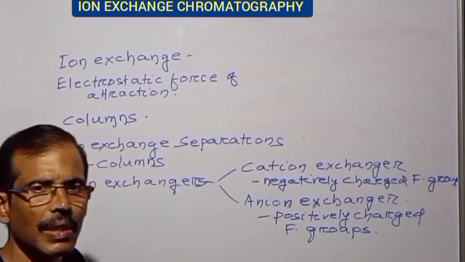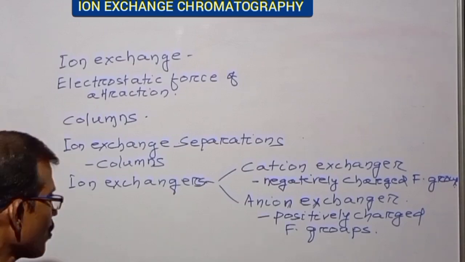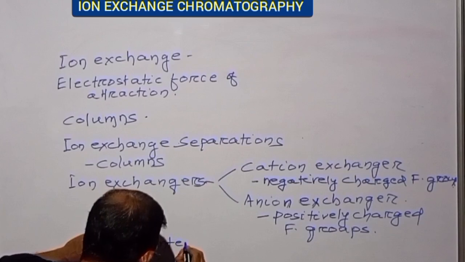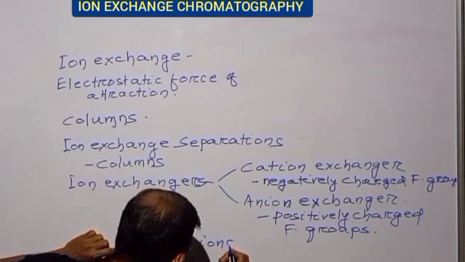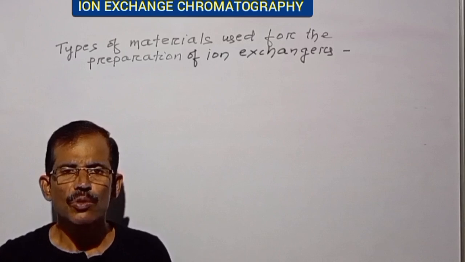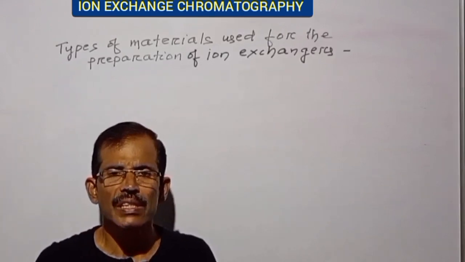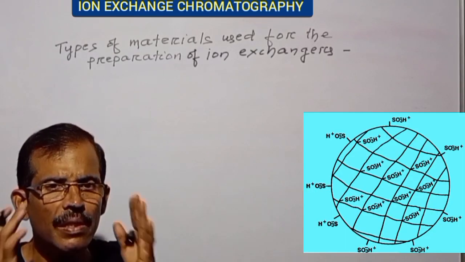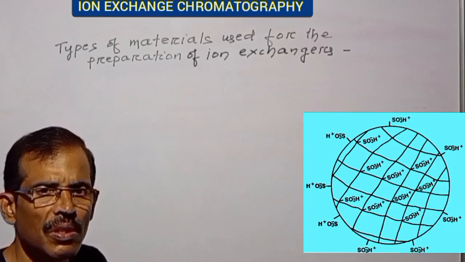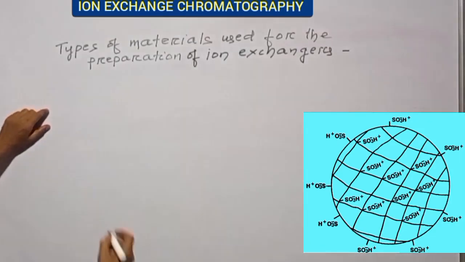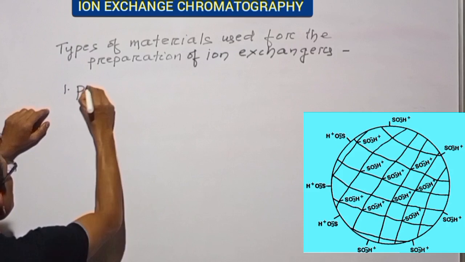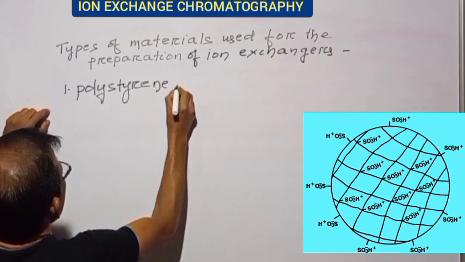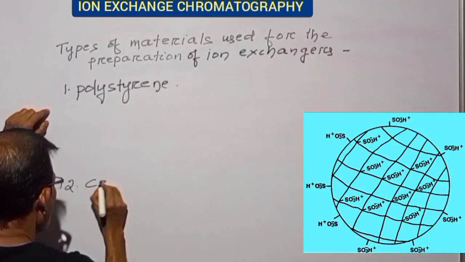The ions that are electrostatically bound to the support medium are called counter ions. Ion exchange chromatography is useful for the separation of charged compounds. Two main types of materials are used for the preparation of ion exchange resins. One is polystyrene and the other is cellulose.